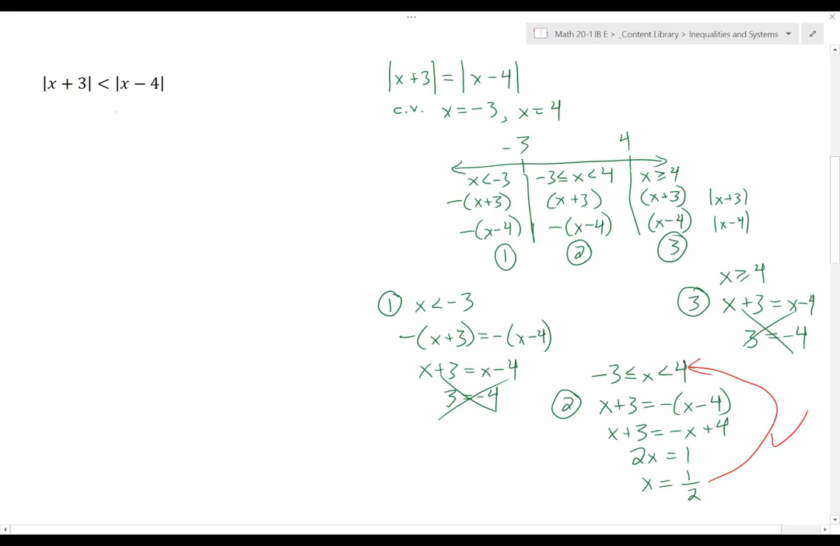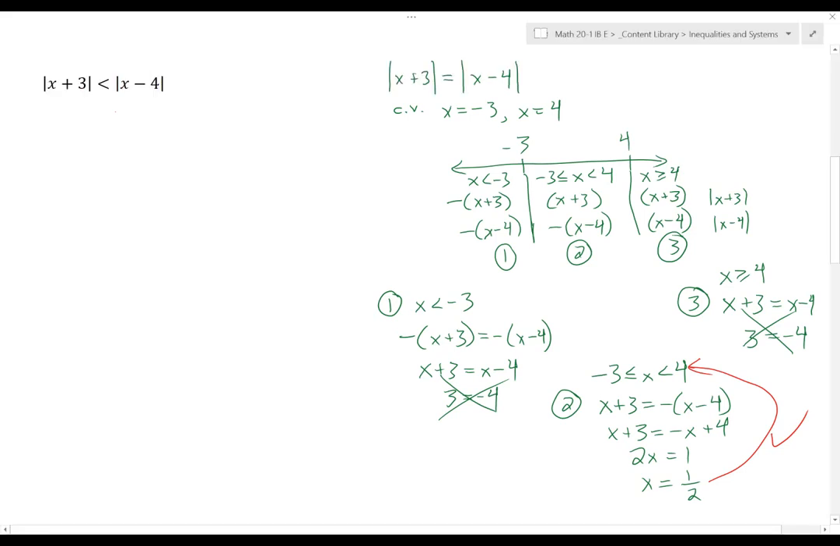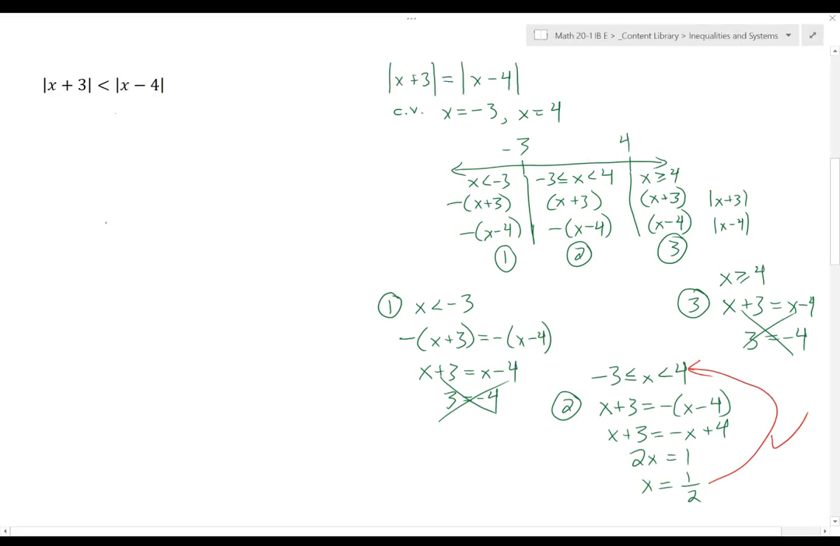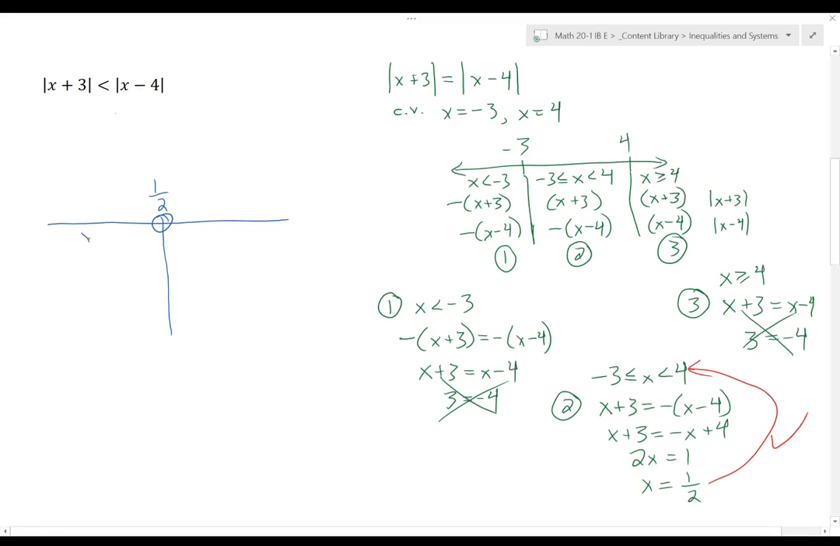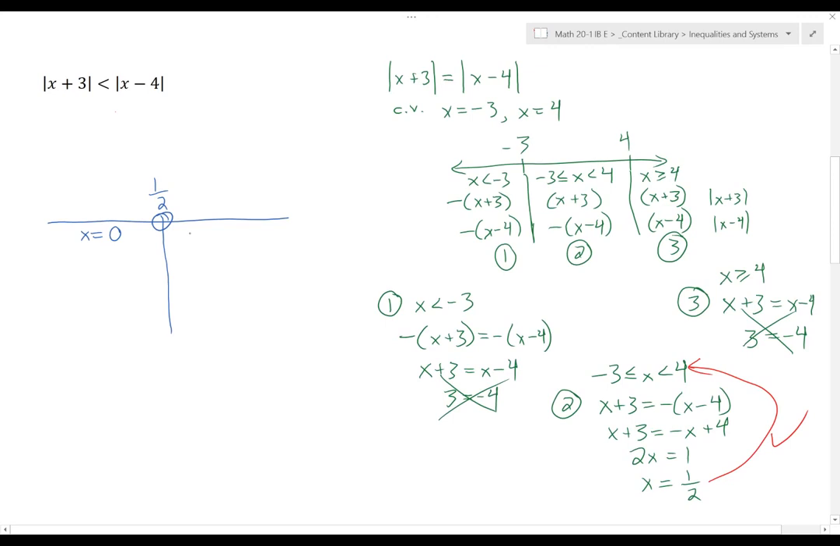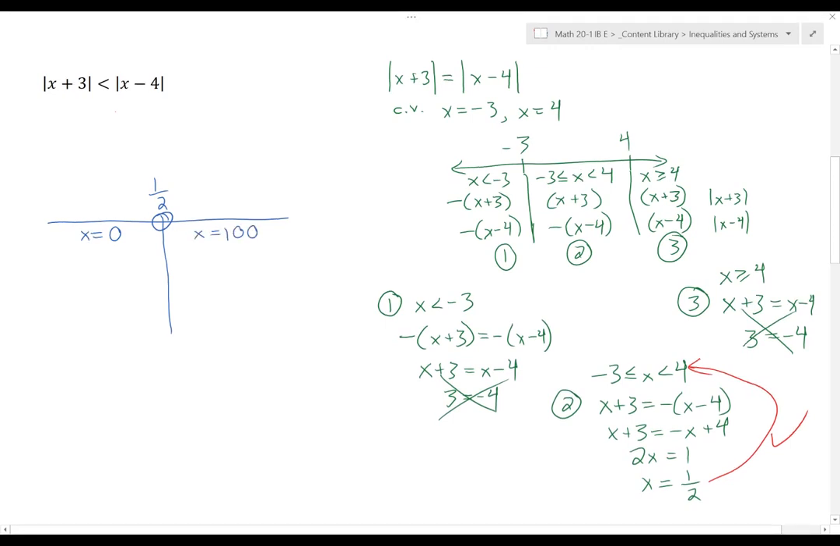1/2 is not a solution to the inequality though, because when x equals 1/2, the absolute value of x plus 3 is equal to the absolute value of x minus 4, but I want to know where it's less than. So I'm going to take that 1/2 and it will become a critical value for the inequality. 1/2 is not part of the solution, but it's the boundary. So now I'm considering what's happening on either side of that boundary, and I'll just take a test value. So let's say x equals 0 and x equals 100. I could pick 1, I could pick any number that's greater than 1/2.